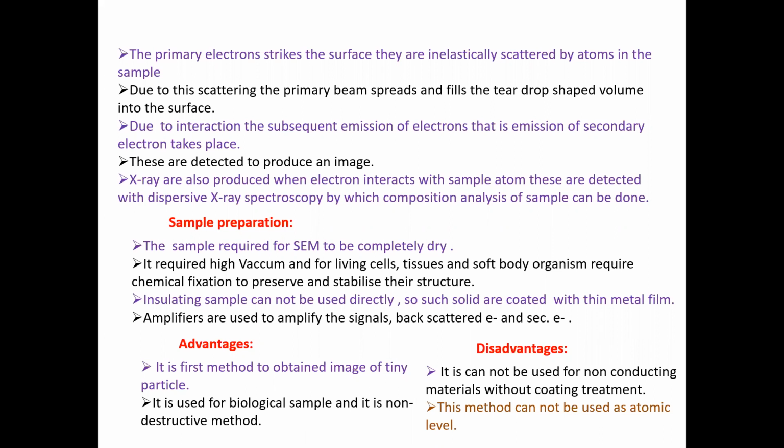Amplifiers are used to amplify the signals of backscattered electrons and secondary electrons. आता जे काही amplifiers असतात, so you should check the amplifiers. They should be recognizing the signals like backscattered electrons, scattered electrons, and the secondary electrons production. So that kind of checking is needed for the sample preparation of your SEM.